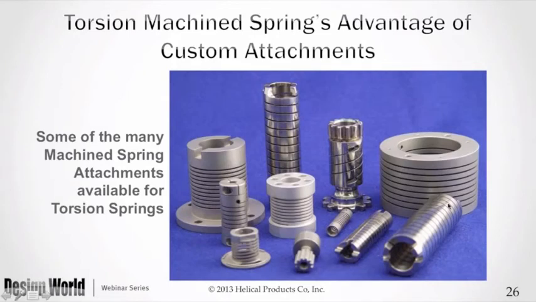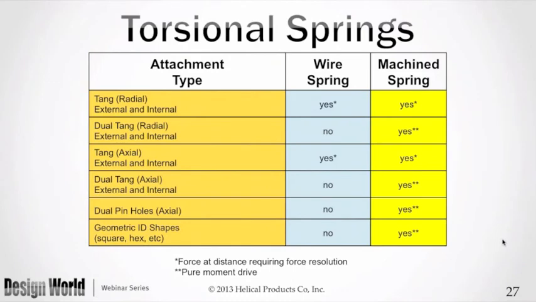In any case, torsional springs, their strong point again is in the attachments. I'll try not to get you tang dizzy here, but the tang word is used quite a bit. The attachment types, wires have the radial tangs, both going internally and externally. Machine springs can do the same thing. And when you do that, as you can see with the asterisk that's there, you have to figure out somehow to resolve the resulting force, whether it's a machine spring or a wire spring. You can have dual tangs on machine springs, in other words, tangs coming out both sides or going in towards the center. On the machine spring, you can do that, but not on a wire spring because the wire ends only in one spot.